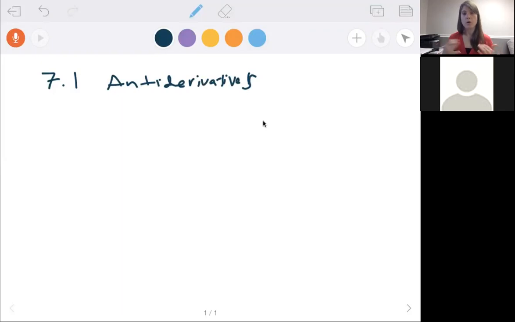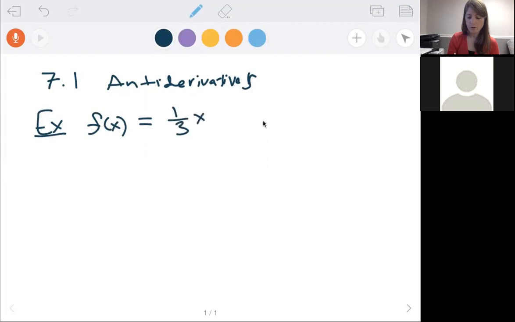So in order to understand the antiderivative, let's review a derivative. So let's take a function that we're very familiar with, a variation of a power function. Let's say we have the function 1/3 x cubed. Now, if I ask you to find f prime, we can do it very easily.